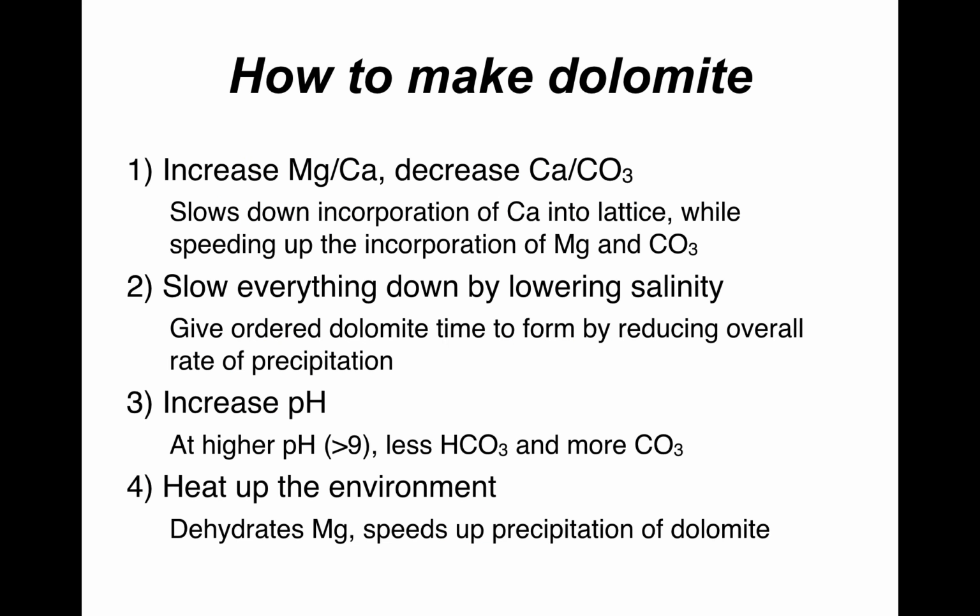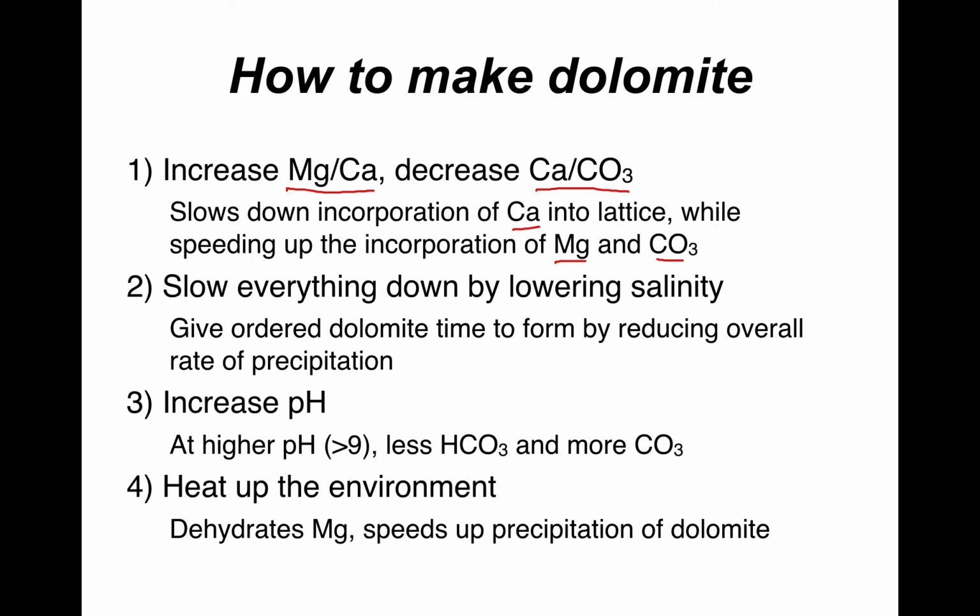But there are a few ways that you can make dolomite, and here they are. Dolomite can form if the magnesium to calcium ratio increases and the calcium to carbonate ratio decreases. Basically, if you just increase the concentration of magnesium in seawater, that's going to slow down the incorporation of calcium into carbonate minerals while speeding up the incorporation of magnesium and carbonate. That's going to tend to favor dolomite, and this is probably the main thing that happens in lakes that are able to precipitate dolomite directly.